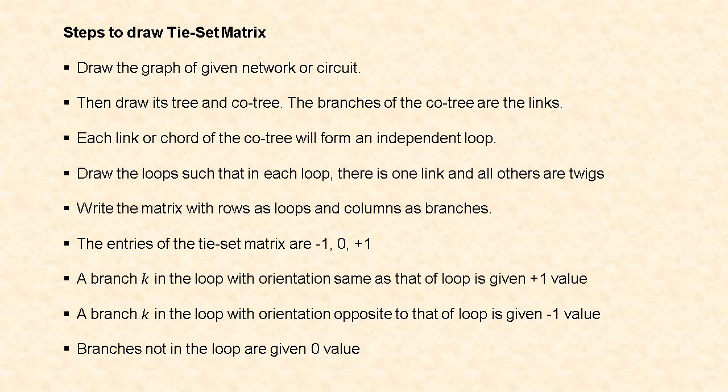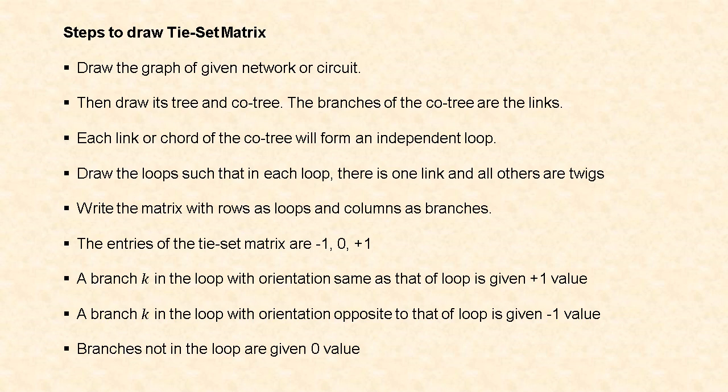Next, steps to draw the tie set matrix. First, we have to draw the graph of the given network or circuit. Then from the graph, we have to draw its tree. After drawing the tree, we have to draw the chord tree. The branches of this chord tree are called as links. Each link or chord of the chord tree will form an independent loop. Draw the loops such that in each loop there is one link and all others are twigs, that is branches of tree.